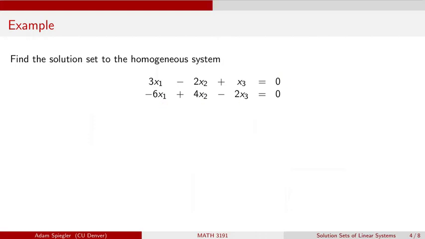And notice this is a homogeneous system since on the right side our constants are equal to 0 for both of those equations. So if we want to go through our systematic way of finding solutions for this system of two linear equations, we set up our augmented matrix. The top row has all of the constants from the top equation, including the right side. And so the top row of this matrix is 3, minus 2, 1, 0. And the second row of this matrix is minus 6, 4, minus 2, and 0.